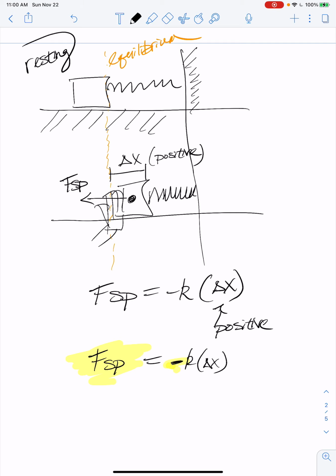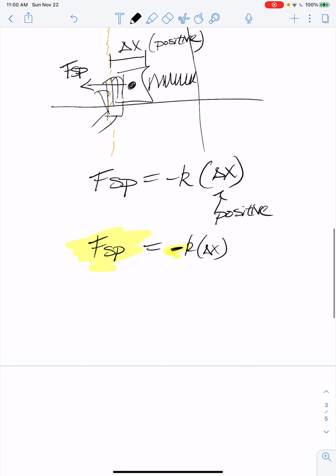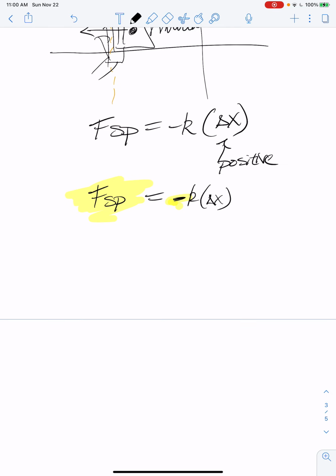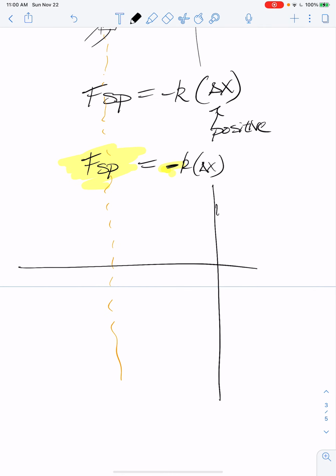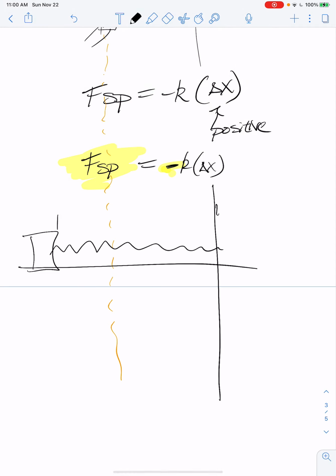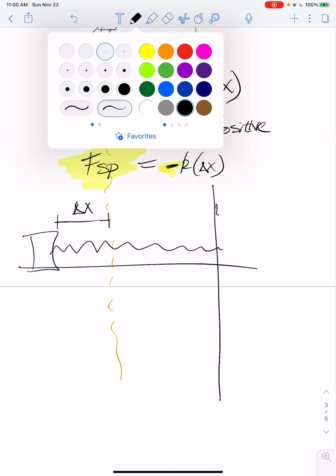All right, let's look at another example. What if you did the opposite, right? What if you took that same mass, let me see if I can extend my equilibrium line down, and stretched it. Okay. Now we can see that this is delta x.